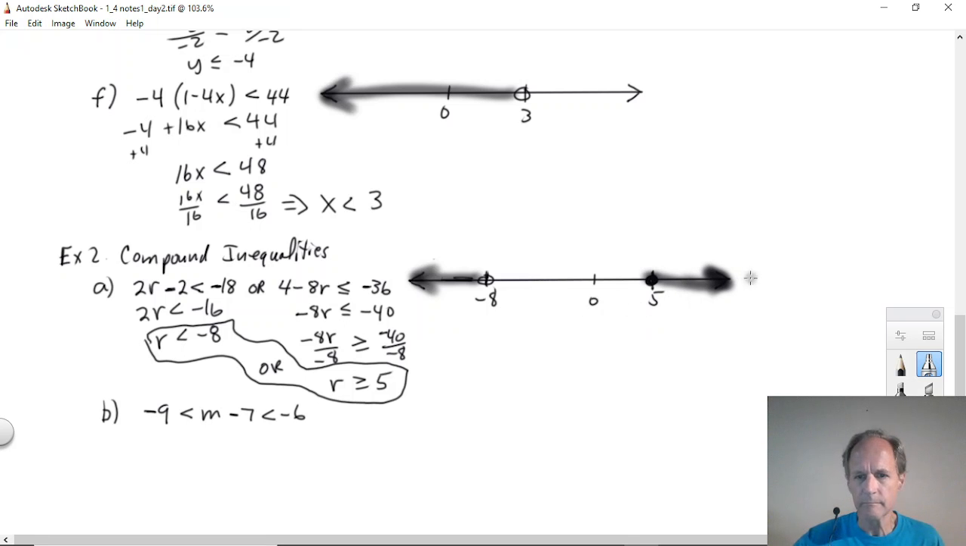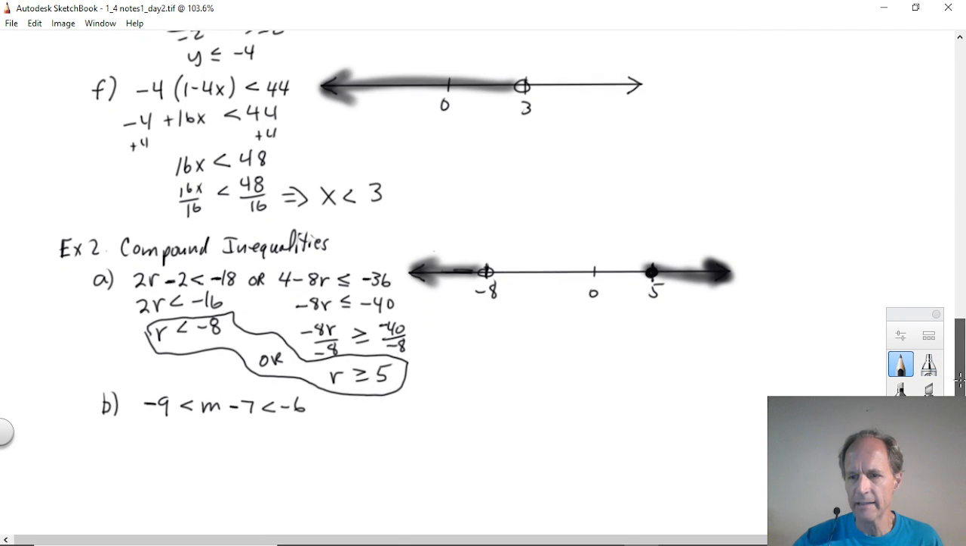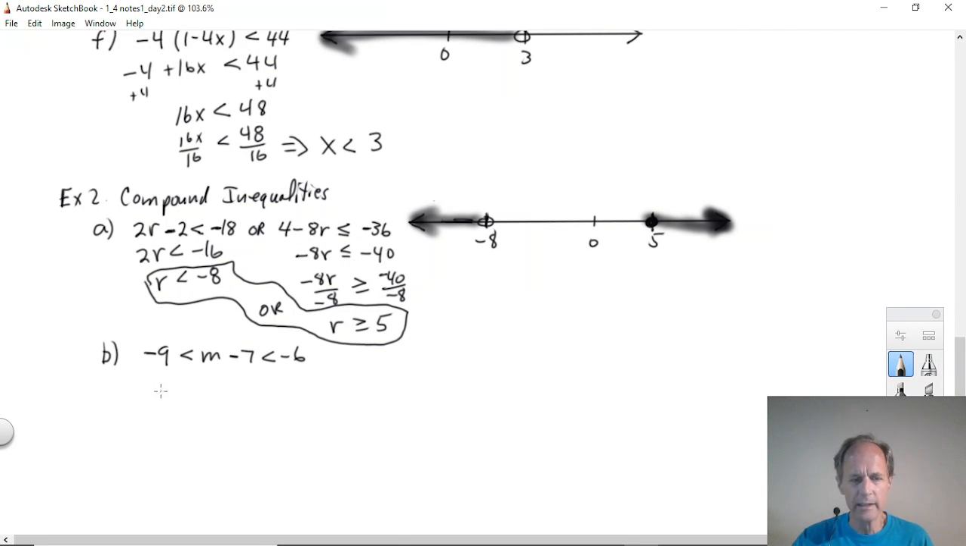Okay. So we got one more, and this is an and. And this is one of those ands written in this form. Let's just show the other way of writing it, which would be negative 9 is less than m minus 7, and m minus 7 is less than negative 6. Okay, so we could write it with the and, or we could write it the way it is here.